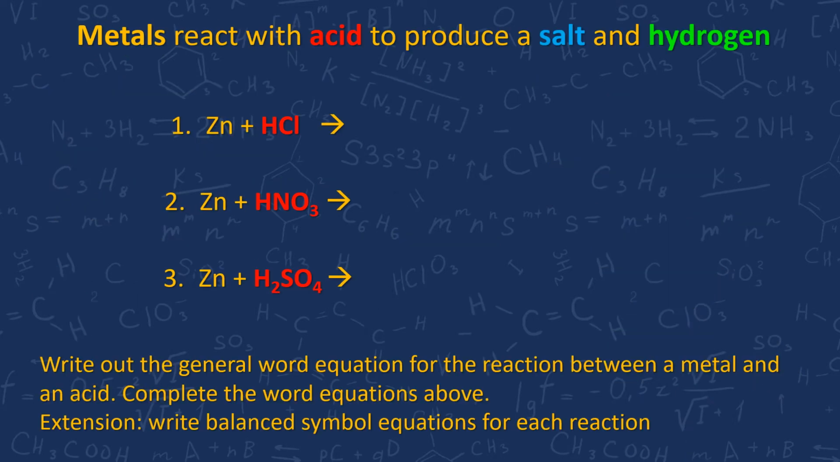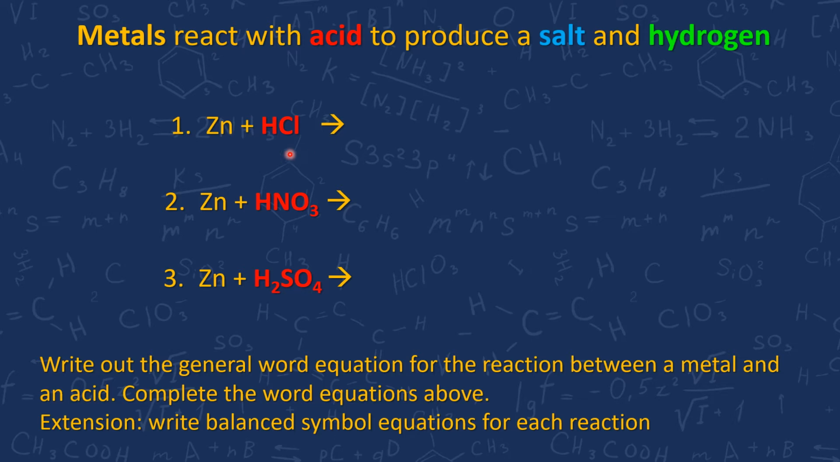Okay, so now we're going to talk about metals reacting with acids. Okay, so a metal reacts with an acid to produce salt and hydrogen. So I want you to write that down, please. And it might be easier if you do it in the colours that I have got on the screen. So write acid in red, salt in blue, and hydrogen in green. Or you can use any colour you want, just as long as you keep it consistent. Okay, so metals react with an acid to produce salt and hydrogen.